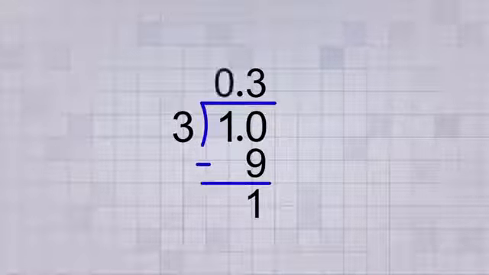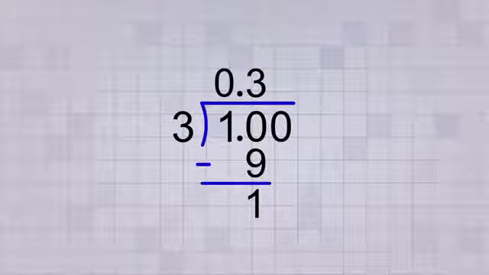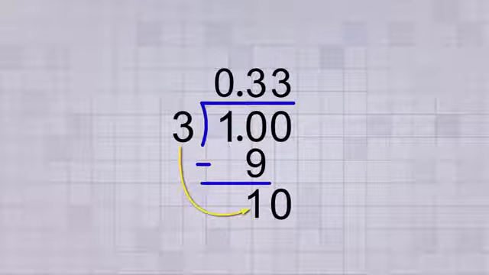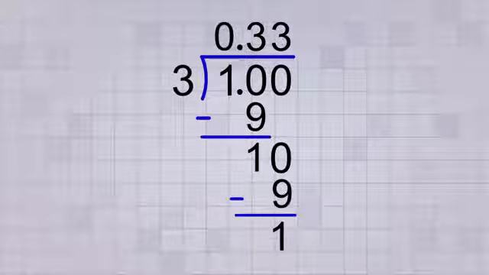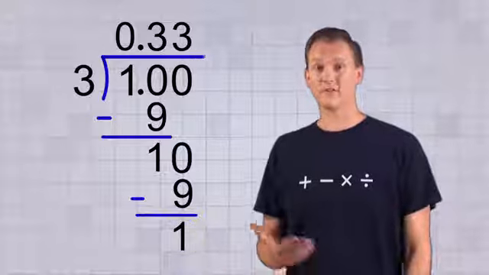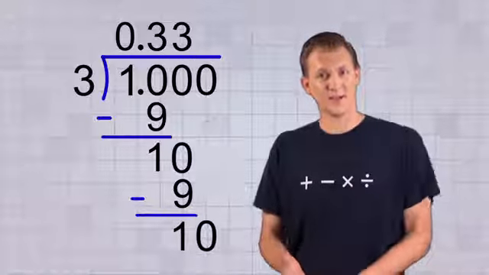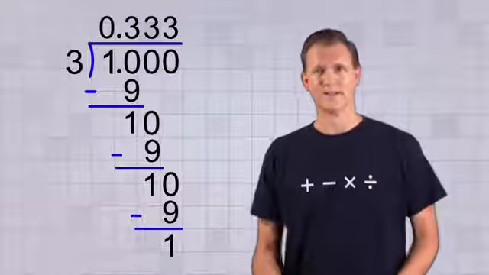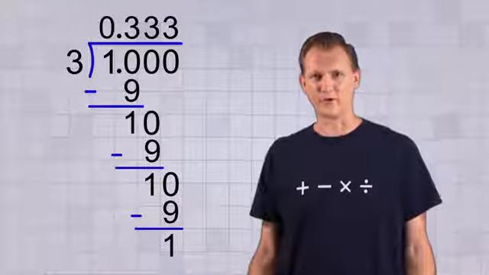1. Just like before, we don't want a remainder, so let's use another 0 so we can keep on dividing. And that gives us 10 divided by 3 again. Well, we know that 3 goes into 10 3 times, and leaves a remainder of 1. Still a remainder of 1. Well, it looks like we're going to need another 0. But that's just going to give us 10 divided by 3 again, which is going to give us another remainder of 1. This looks like it might keep on going forever.